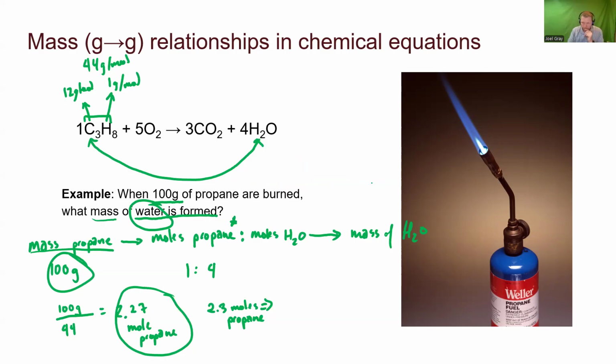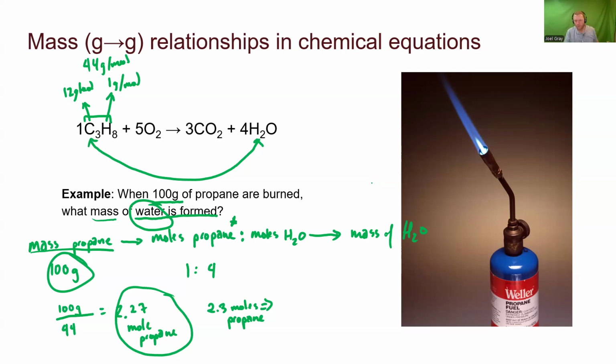The 2.27 is the molar of a propane. Yep. We did it from dividing 100 grams by 44. And then since it's a 1 to 4 ratio, we just multiply it by 4 to get the 9.09. 9.09 what? Moles. Moles of what? Of H2O. Perfect. Thank you very much.